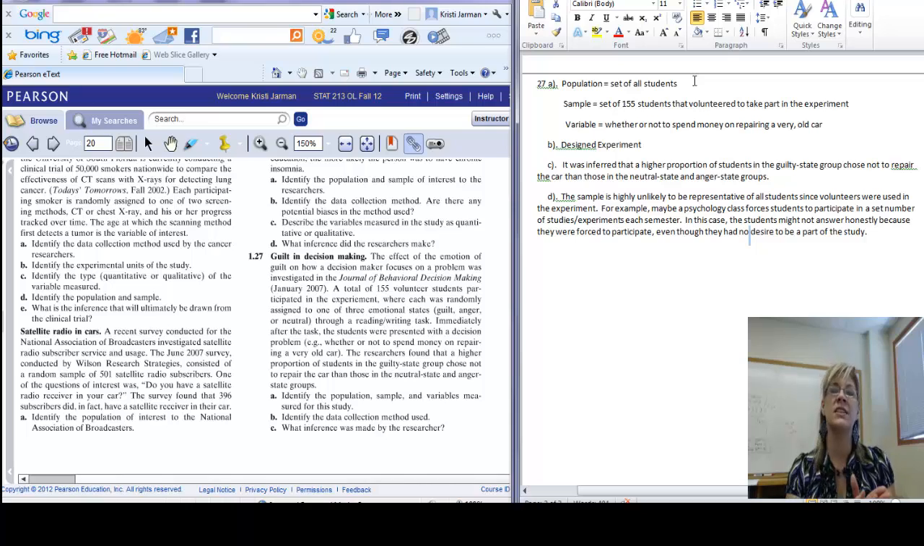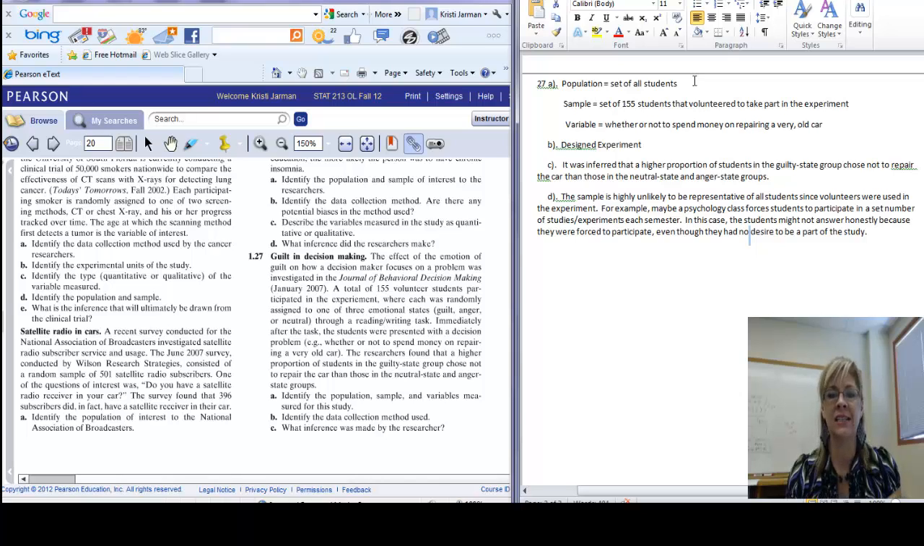Our sample is the specific number of units that were involved in your study. So in our case, there were 155 students that volunteered to take part in our experiment. So that would constitute our sample. Our variable, that's the information that we collected from those students. That would be whether or not to spend money on repairing a very old car. Part B, identify the data collection method used. So it was not an observational study because our researcher had control. They put the participants into 3 groups.